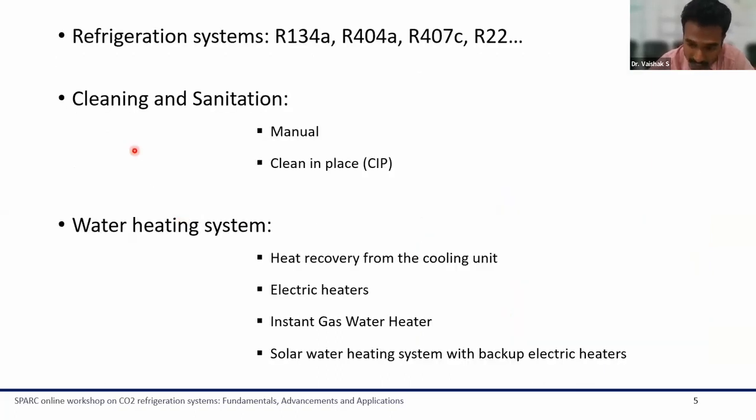So for this application at collection centers, the refrigeration systems generally used are based on either R134A, R404A, R407C or R22. The older units are generally based on R22. At this stage, for this application, we generally don't use ammonia. Ammonia is basically for large size dairy applications, or where the processing takes place.